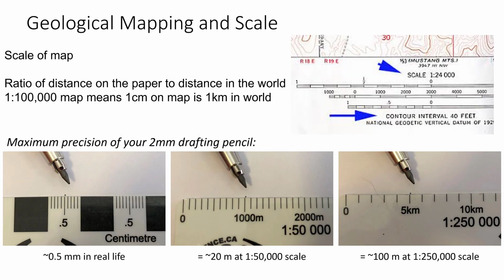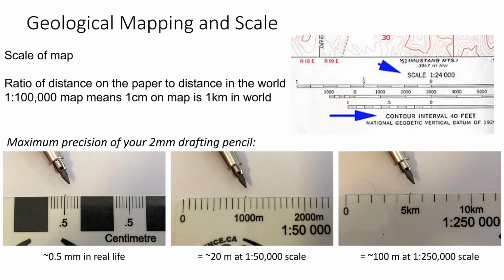Geological mapping and scale. I've talked a bit about this, but this slide I've made to really try to drive this point home. Maps can be made on different scales, and different scales of maps capture different amounts of detail. So scales are typically presented as a ratio, such as the example on the top right, the scale showing 1 to 24,000. What that means is it is a ratio of the distance on paper of that map to the distance that it represents in the real world.